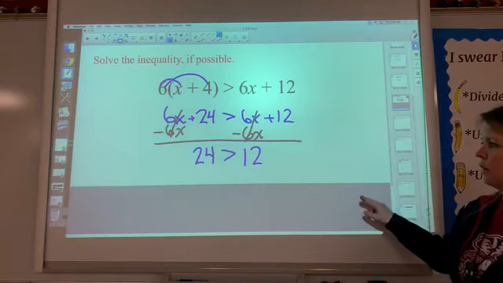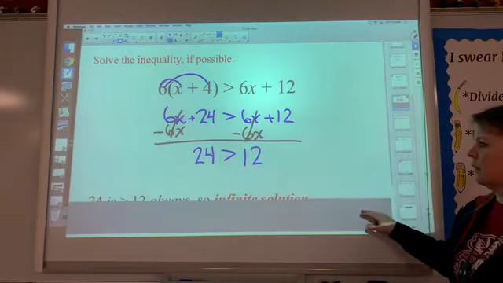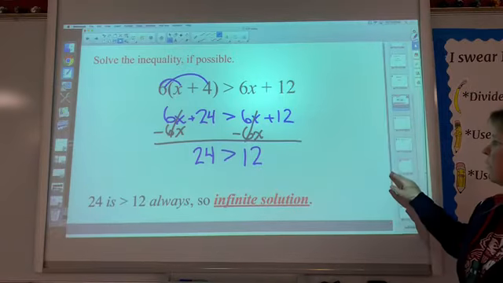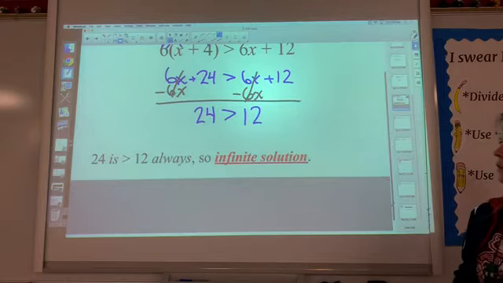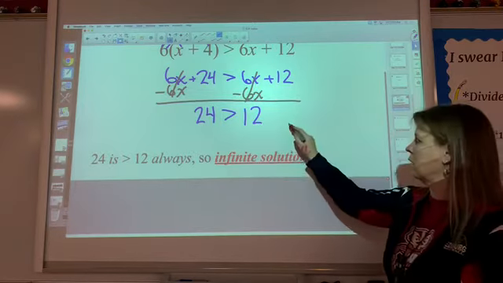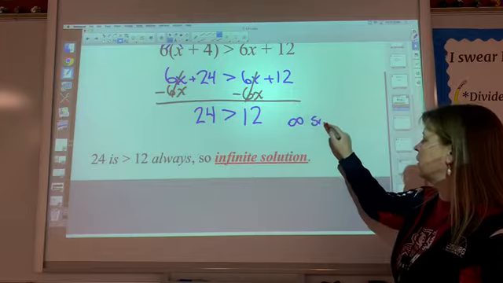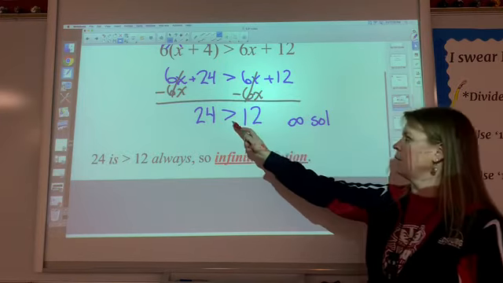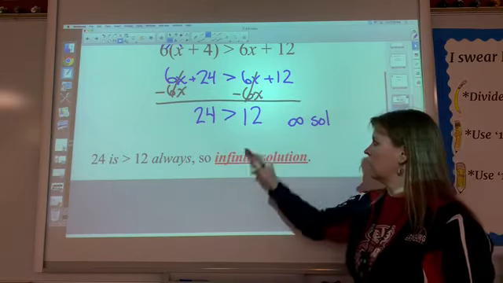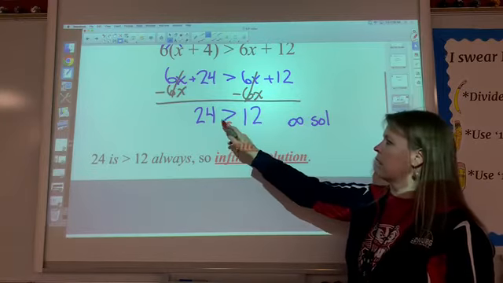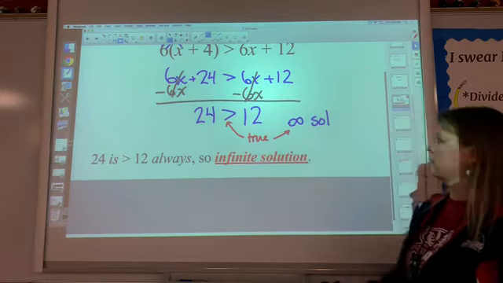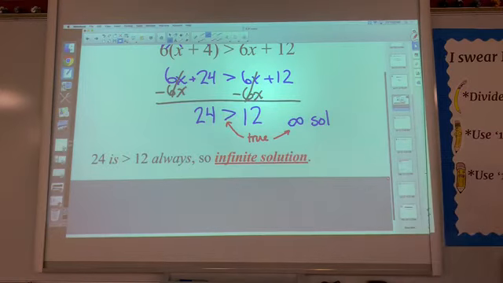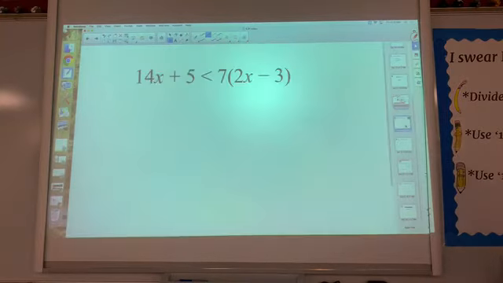Is 24 greater than 12? Yes, it is. It's true. 24 is greater than 12 always. So we call this an infinite solution, and of course, I'll allow you to abbreviate it: infinite solution. Check and make sure that that is true. Because that says greater than, and 24 is greater than 12, a true statement makes that an infinite solution. But as you can probably guess, that's not always going to be the case.